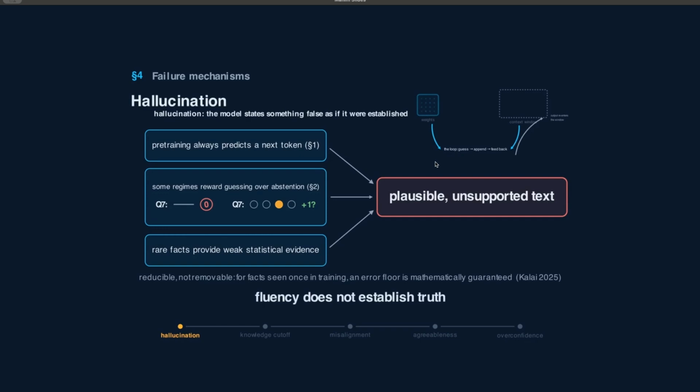And a lot of the fine tuning might actually reward guessing over not responding. For example, if we test these models on multiple choice questions, there's no penalty for guessing the answer, but there is a penalty for not guessing. So some of the reward structures during the training process might lead the model to want to respond at all points in time, even when it would be better abstaining.